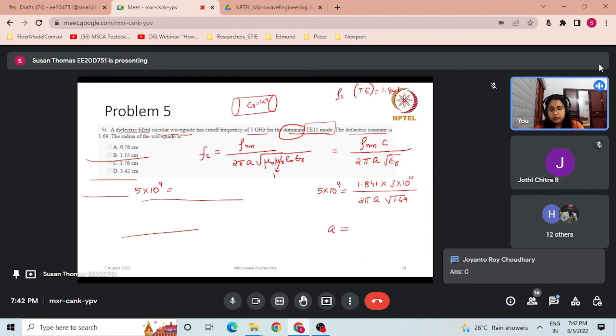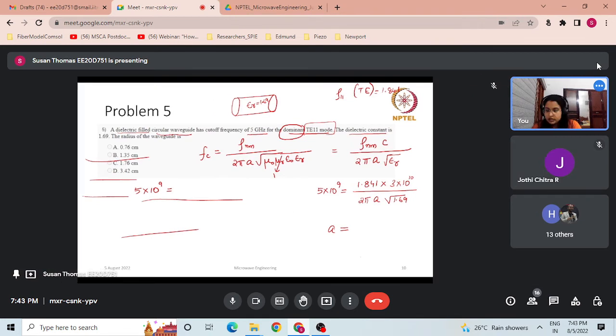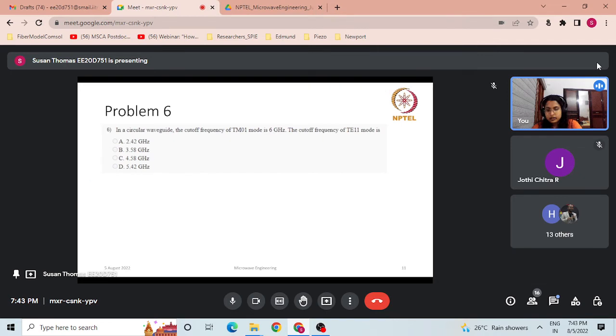Hope you are able to get this. Can you please solve this quickly? Yeah, Kalpana, you are right. The answer is 1.35 centimeters. Yes, Joyanto, now your answer is right. Okay, so let us move on to another question from circular waveguide.